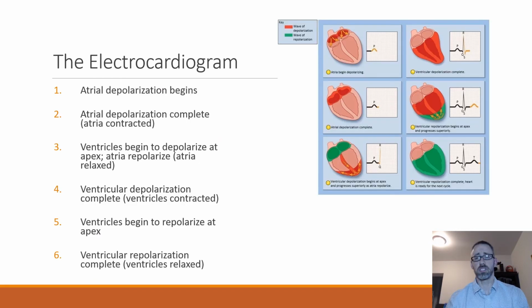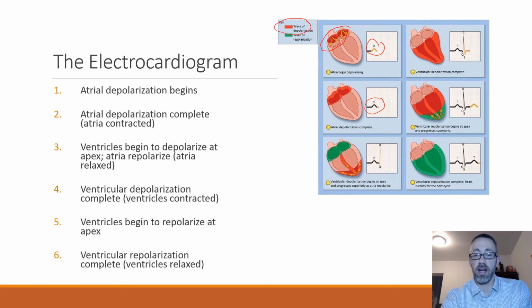So this slide is just to demonstrate how what you're seeing on the ECG, those waveforms, coincides with what's happening within the heart. So here's the P wave, and you see the depolarization, again, wave of depolarization occurring in the atria. Once it's fully depolarized, you can see that there.